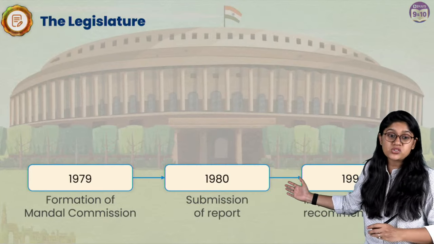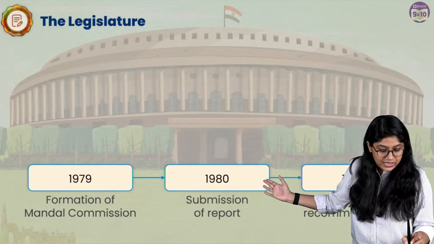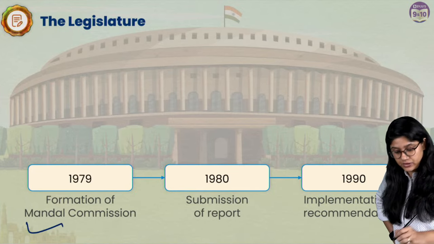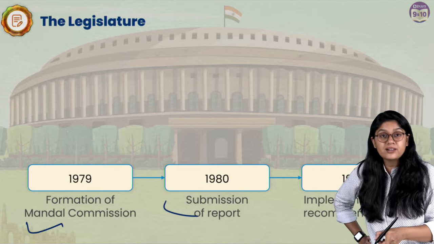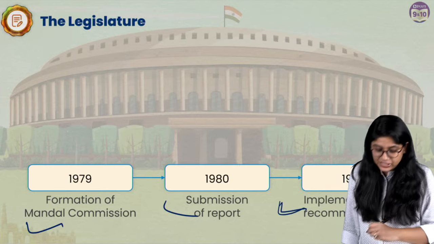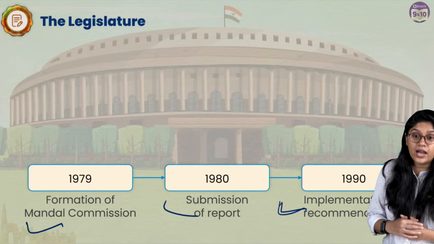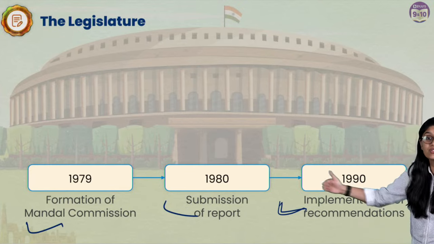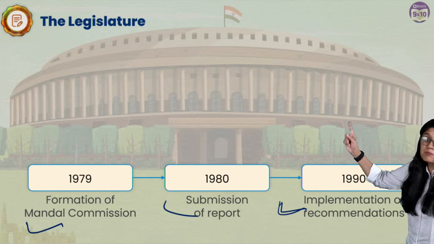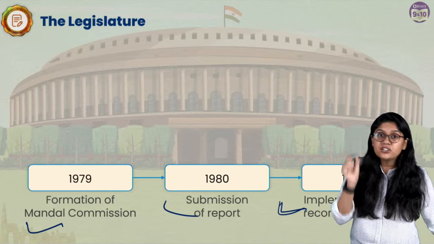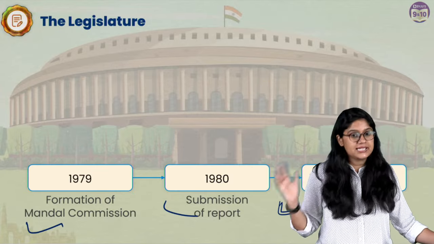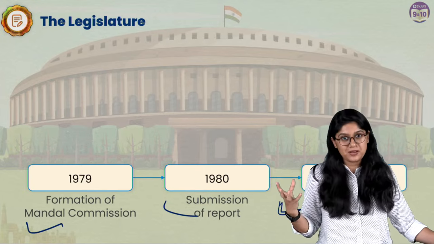The Mandal Commission was a clear proof of it, right? The formation of the Mandal Commission was in 1979. Submission of the report was in the year 1980. But it came into implementation in the year 1990. So it took a lot of time, right? And it happened in the parliament only. After getting the votes from the people, this law was passed. Easy peasy, right everyone? This policy was passed.